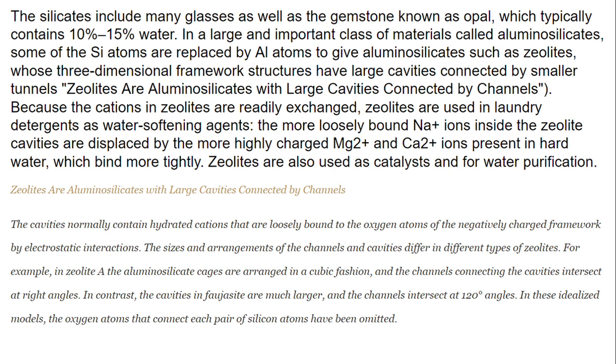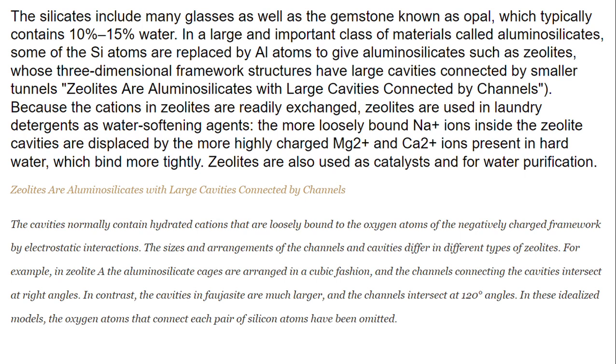The more loosely bound sodium ions inside the zeolite cavities are displaced by the more highly charged magnesium Mg2+ and calcium ions present in hard water, which bind more tightly. Zeolites are also used as catalysts and for water purification. So we see how useful these silicates become with the combination of aluminum atoms.